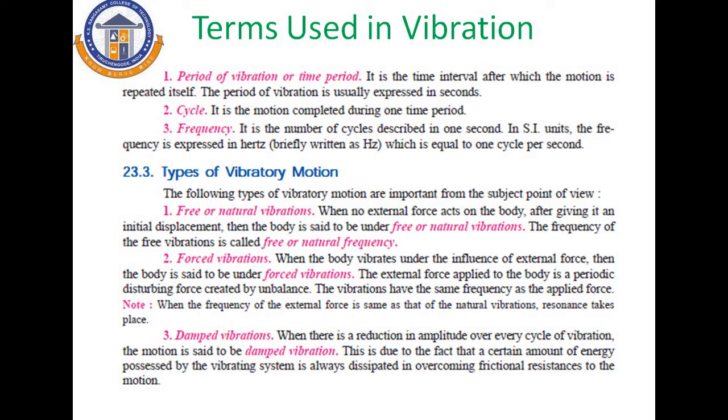The third one is damped vibration. When there is a reduction in amplitude over every cycle of vibration, the motion is said to be damped vibration. This is due to the fact that a certain amount of energy possessed by the vibrating system is always dissipated in overcoming frictional resistance to the motion. An example of damped vibration is the rubber bush provided in a mixer, grinder, or any rotating object. For example, in a lathe bed we also provide rubber bushes while installing the lathe or milling machine or whatever it is.